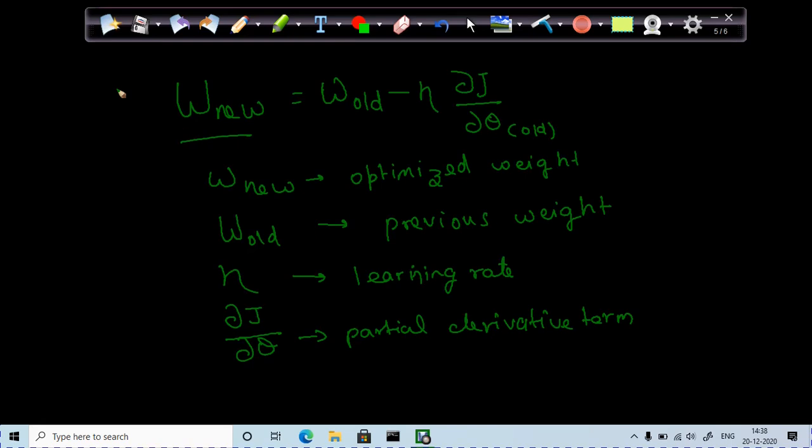First let me start by telling you the formula of gradient descent. W new is equal to W old minus eta times the partial derivative of the cost function. Now W new is the optimized weights, W old is the previously used weights, and eta is the learning rate. Learning rate controls the step size. When gradient descent moves towards the minimum of the cost function, the hyperparameter which controls the step size is the learning rate. If you still didn't understand the learning rate, don't worry, we will come back to this. This is the partial derivative term.